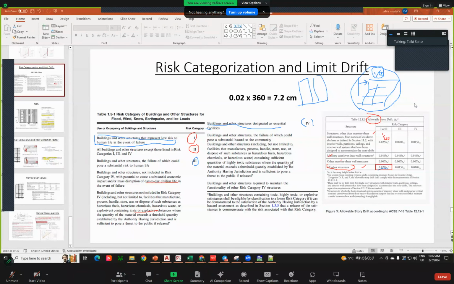Yeah, probably this is category 3. 1 and 2 are not important buildings, because the collapse has nothing to do with human life, right? Oh, I don't know. In the event of failure, what does that mean, event of failure? It's a collapse of the building? I think it's collapsed because it's failed. So which one is the normal building?